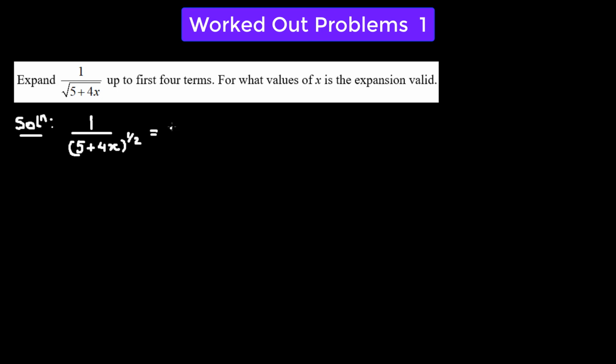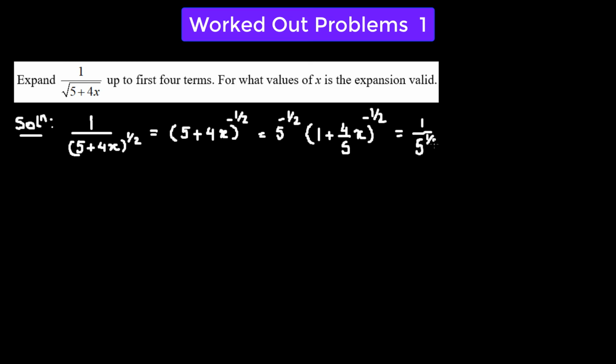And then we take it to the numerator, and that would give us 5 plus 4x raised to the power negative half. Then we factor out 5, leaving us with 5 raised to the power of negative half, all multiplied to 1 plus 4 over 5 times x raised to the power of negative half. So 5 raised to the power negative half could be written as 1 over 5 raised to the power of half, whole multiplied to 1 plus 4 over 5 times x raised to the power of negative 1 by 2.